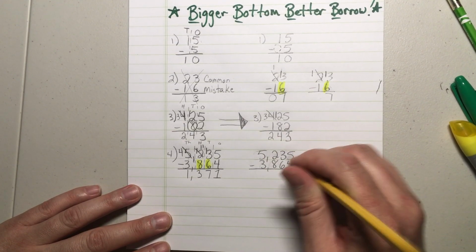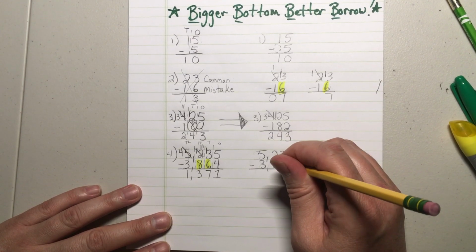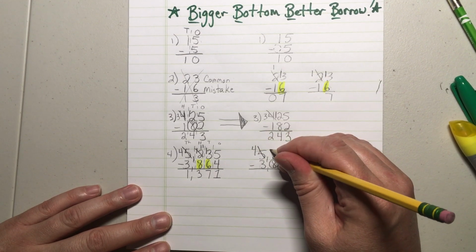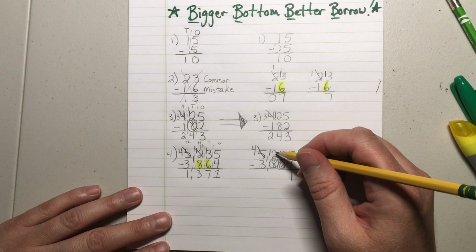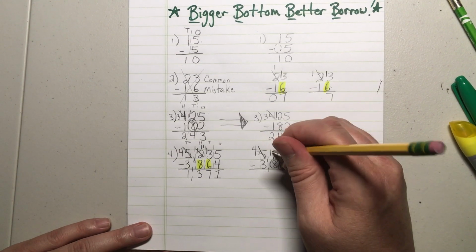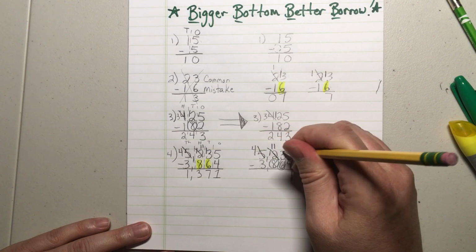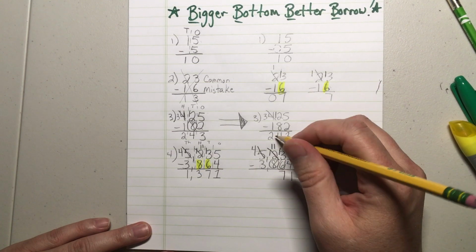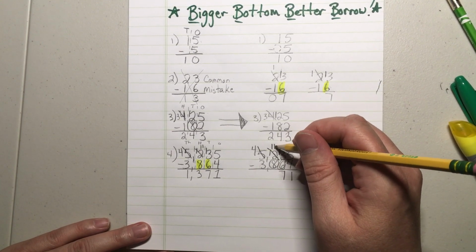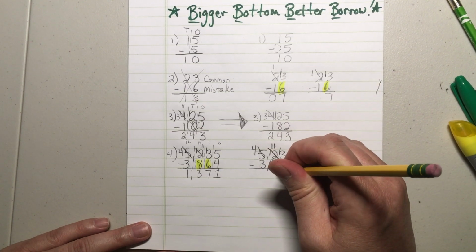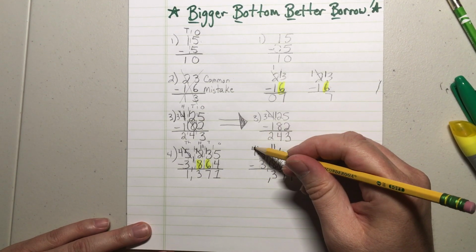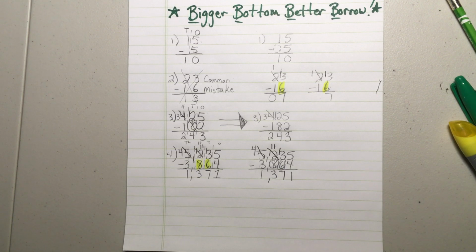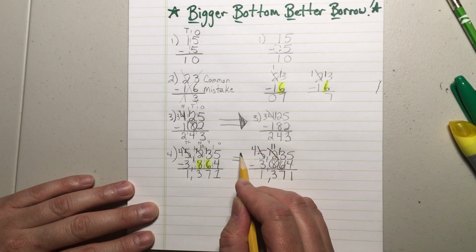Five minus 4 is 1. Bigger bottom, better borrow. I'm going to borrow 1,000 here, and that's going to be 1,200 because that's 12 hundreds in the hundreds place. I'm going to borrow 100 in the tens now. So now I have 130 minus 60, which equals 70. I have 1,100 minus 800, which is going to equal 300. And I'm going to have 4,000 minus 3,000, which equals 1,000. 1,371. Awesome.